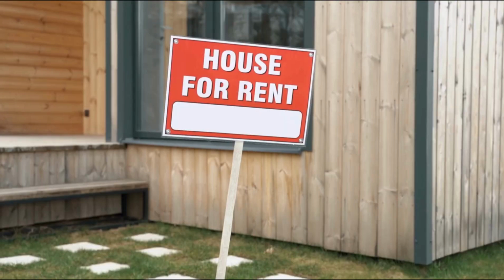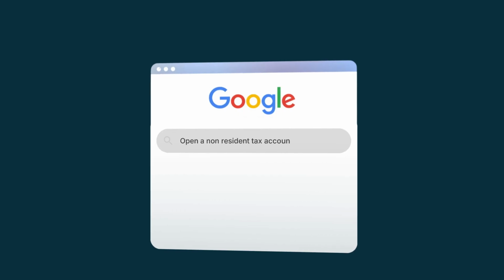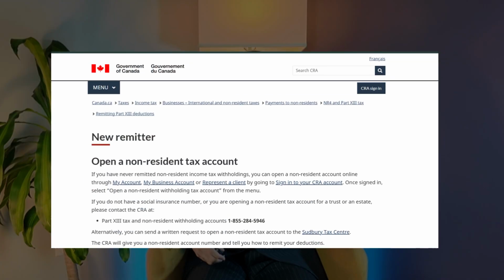Talking about property, you're probably going to now rent it out. The CRA requires taxes to be withheld on that rental income before the rent comes to your pocket. It's just that they do not trust non-residents to file and pay their taxes once they've left Canada. For this, you need to register a non-resident account. So just go to Google, search open a non-resident tax account CRA, head to this page, and it will guide you through everything else.